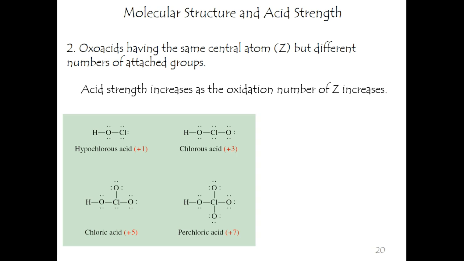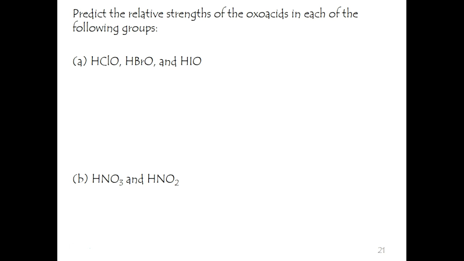It's on our list. And so you can do it that way and then work your way down by looking at the oxidation number of each central atom. Therefore, perchloric is stronger than chloric, which is stronger than chlorous, and that is stronger than hypochlorous. So those names can be a pain. Let's try the relative strengths of these three.